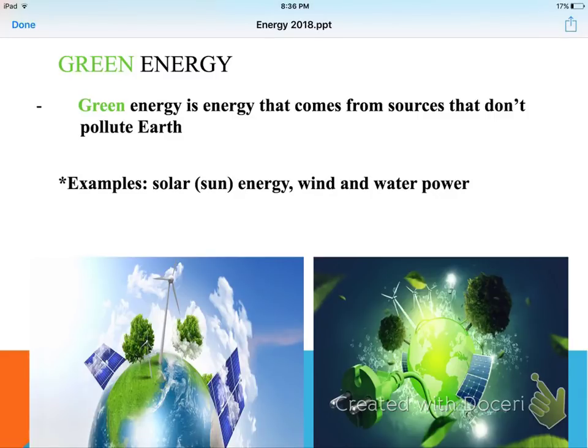Another type of energy that is said to be the best energy is green energy, and this is because it comes from sources that will not pollute the earth. So examples of that would be solar or sun energy, so like your solar panels that absorb the sunlight to produce energy. Also, wind and water power are great examples of green energy because they do not pollute Earth, but they can still provide energy for us to use.